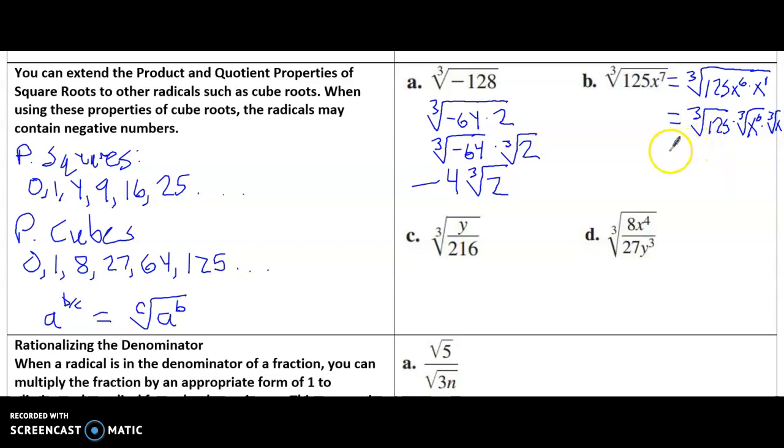Okay, so the cube root of 125 is 5. The cube root of x to the 6th, that's 6 divided by 3, as per our rational exponent rules. 6 divided by 3, and that's 2. So that's x squared. And then the cube root of x. And this is it. This is as far as you can go. You are fully simplified. And that's what we're doing in this section.